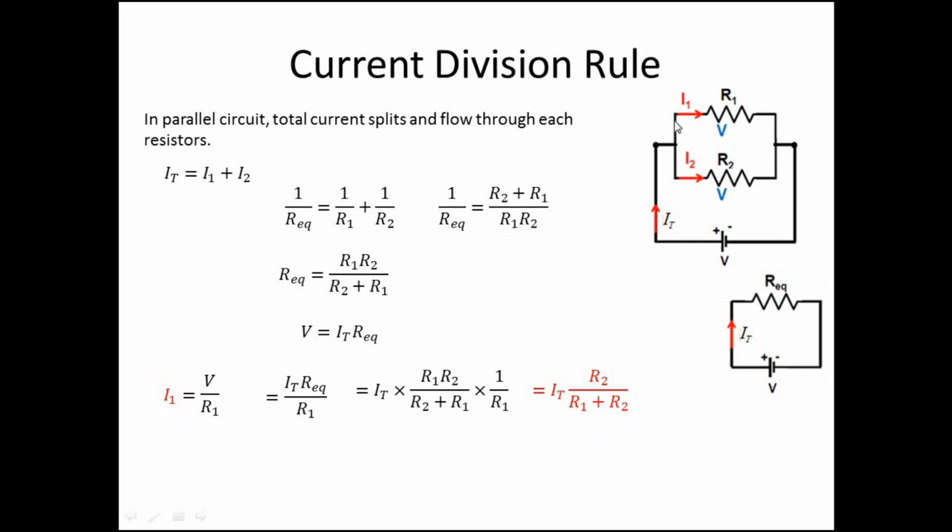It should be noted that I1, the current through this resistor, is the total current into the opposite resistor R2 divided by the total resistance. In voltage division it was the same resistor, but in the current division rule it is the opposite resistor. If you are finding the current through R1, we have to take in the numerator the opposite resistor value R2. For I2, it is equal to the total current IT into the opposite resistance value, that is R1, divided by the total resistance R1 plus R2. So that is the current division rule.